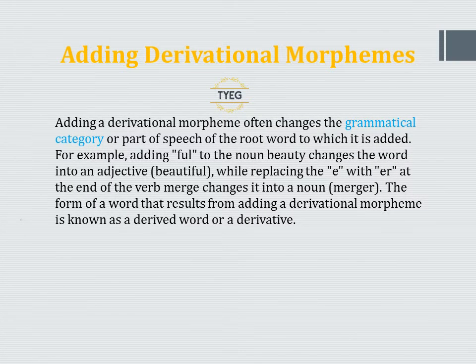Adding derivational morphemes. Adding a derivational morpheme often changes the grammatical category or part of speech of the root word to which it is added. For example, adding full to the noun beauty changes the word into an adjective, beautiful, while replacing the e with er at the end of the verb merge changes it into a noun, merger. The form of a word that results from adding a derivational morpheme is known as a derived word or a derivative.